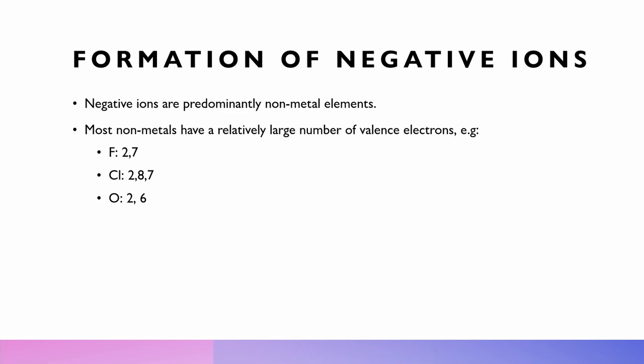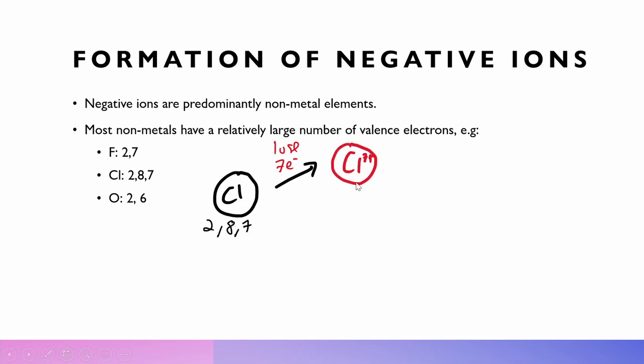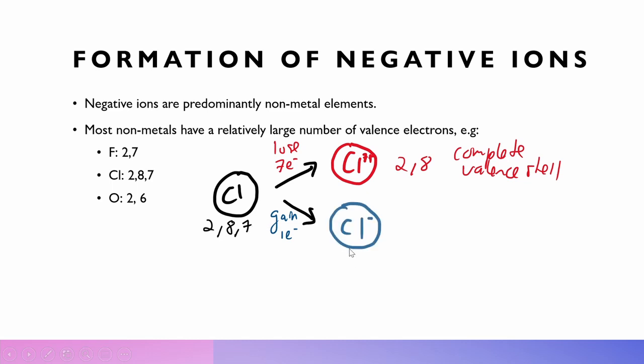So how would non-metal elements achieve a full valence electron shell? Let's use chlorine as an example. For chlorine to have a full valence electron shell, it can either lose all 7 of its valence electrons so that its second electron shell would now become the new valence electron shell, transforming into a chlorine 7 positive ion with an electronic configuration of 2,8. Or it can take the easier route and just gain 1 electron from the surroundings and fill up its existing valence electron shell, becoming a chloride ion with an electronic configuration of 2,8,8.